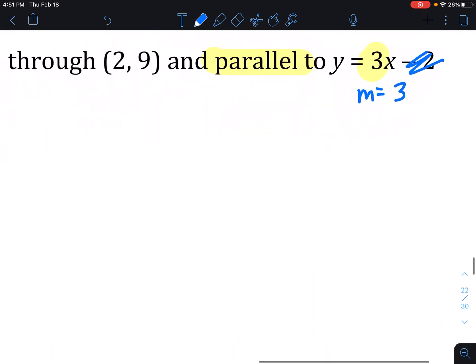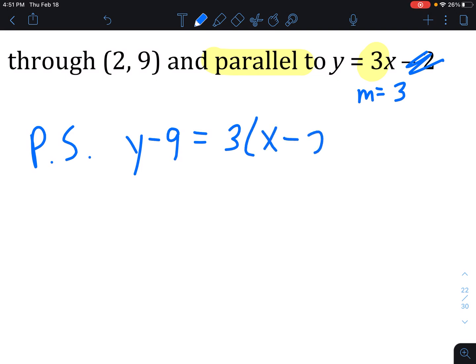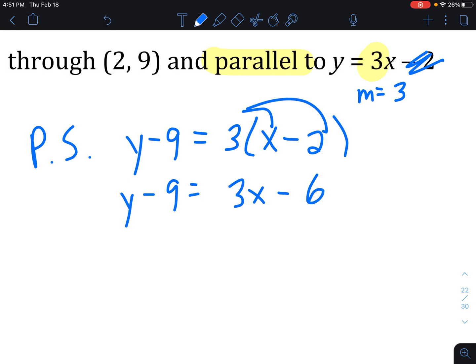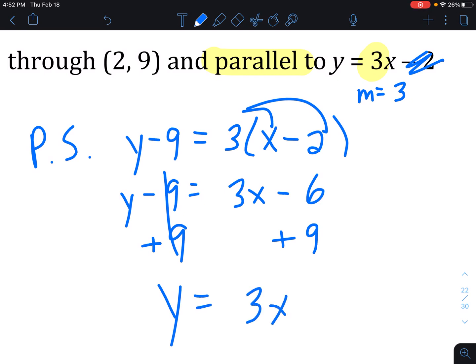Let's go into my point slope form. y minus y1 equals m parentheses x minus x1. We're going to distribute the 3, so 3 times x, 3 times negative 2. And then we're going to add 9 to the minus 6 to get y by itself. And it's done.